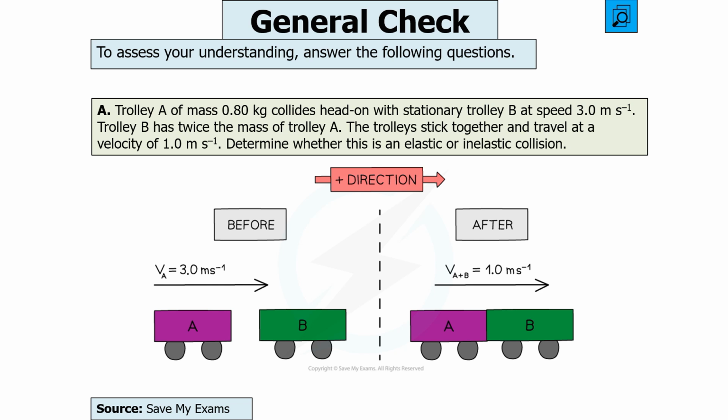Determine whether it's an elastic or inelastic collision. So pause the video now, then unpause the video when you want to go through your answer.